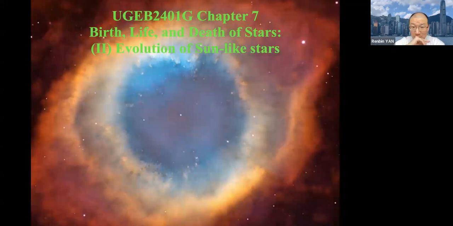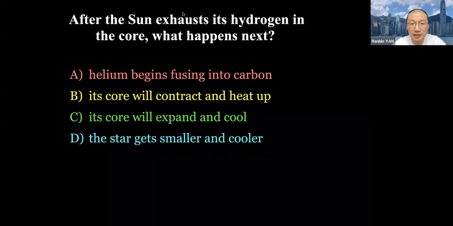So today we're going to continue to talk about evolution of sun-like stars. So here, first, I want to start a few poll questions. After the sun exhausts the hydrogen in the core, what happens next? So please answer the poll on Zoom. Is it helium begin fusing into carbon immediately, or the core will contract, or core will expand?